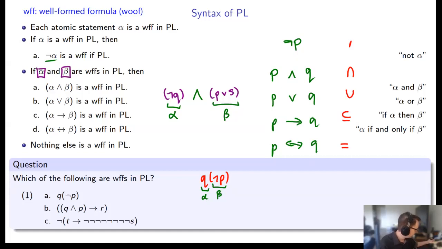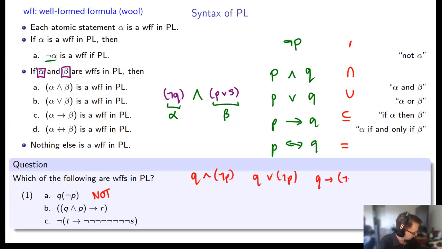The problem with this one is that we have two well formed formulas on their own, but we don't have any sort of operator that combines them. So in order for Q not P to be okay, we need something between them for it to be good. So this is not well formed. We need something like Q and not P, or Q or not P, or Q then not P, or we need some sort of operator between Q and not P.